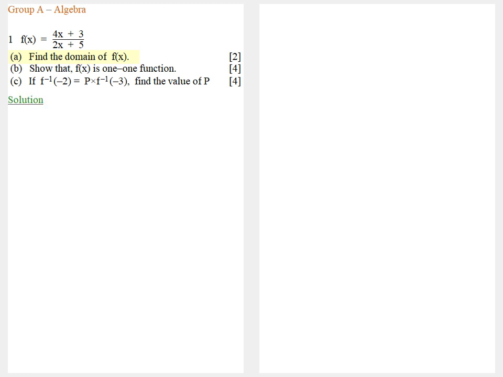Now, in the solution, the function f(x) is defined on R except when 2x + 5 is equal to 0. And that's because we cannot have, in a fraction, the denominator being 0. So if 2x + 5 is 0, it means 2x is equal to -5, or x is equal to -2.5. So the domain is the real numbers excluding the number -2.5.